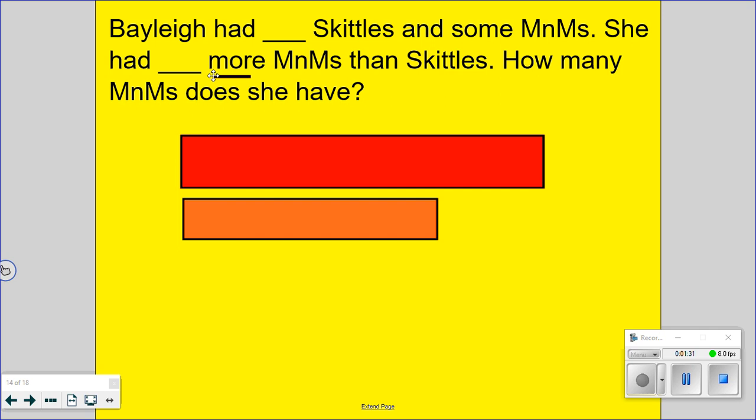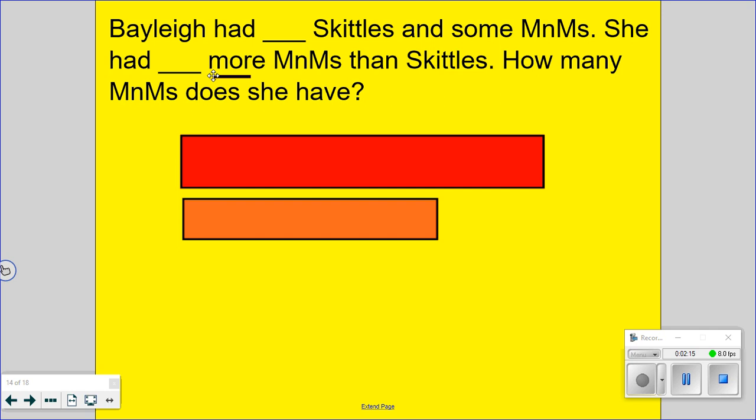The bigger bar. Which bar is the Skittles? Hold up the Skittle bar. All right, I see a lot of you holding up the yellow bar. How did you know that the yellow bar was the Skittle bar? Because it's less than the red bar. Okay, so Archer knew that even though it didn't say she had less Skittles, if we had more M&Ms, we have a smaller amount of Skittles.